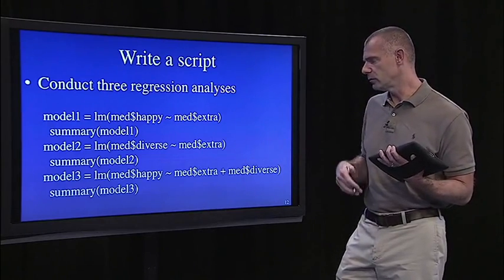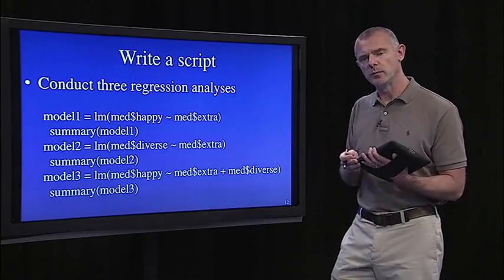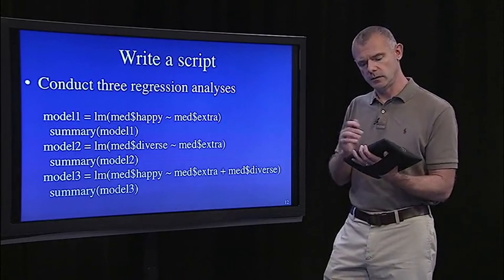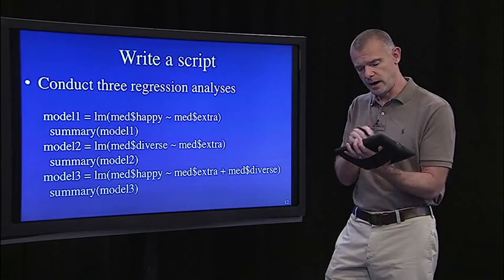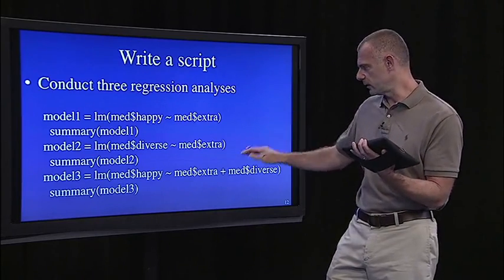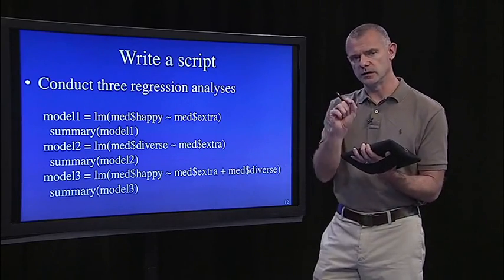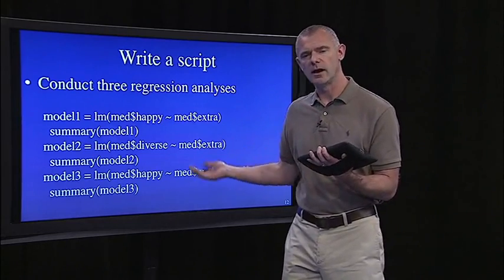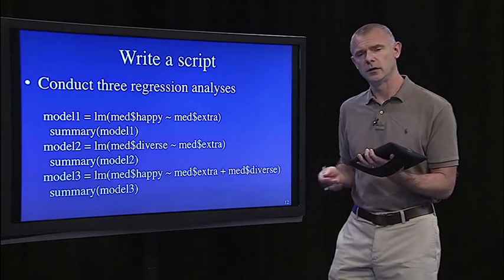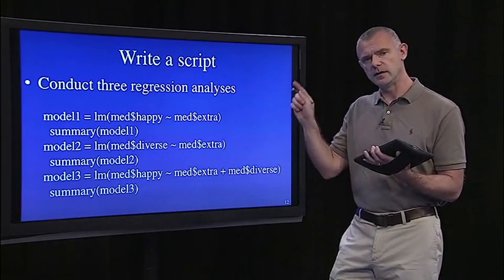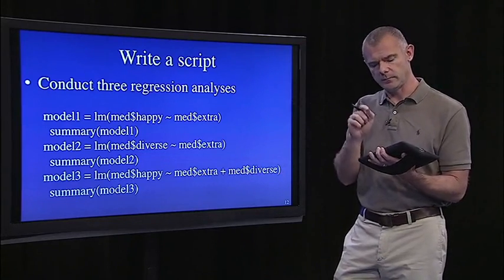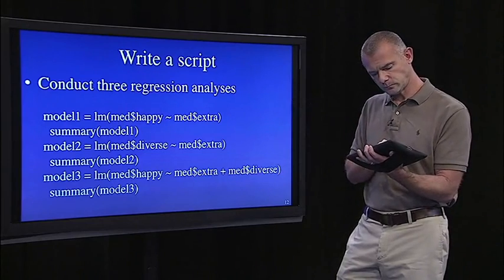I'll do a summary of model 2. Then model 3, we put both the predictor and the mediator in the equation together and see what happens. The other part of this that I don't have at the bottom here, but you'll see in the final script, is I then ran a Sobel test, which tests the significance of the indirect path. And we'll see that in a moment.